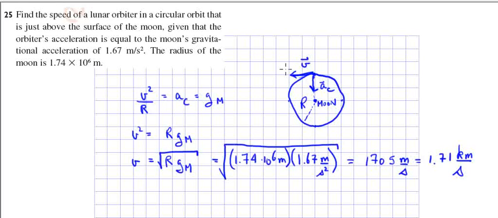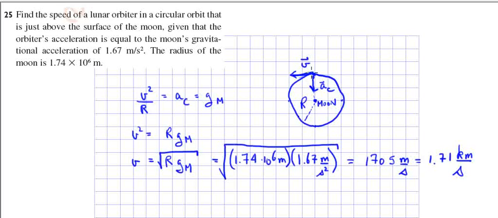Here is a sketch of the situation. This center dot is the center of mass of the moon. The R is the radius of the moon. The lunar orbiter is going just barely above the surface of the moon, so it's going essentially at the radius of the moon. That's what we'll use for R in the problem.